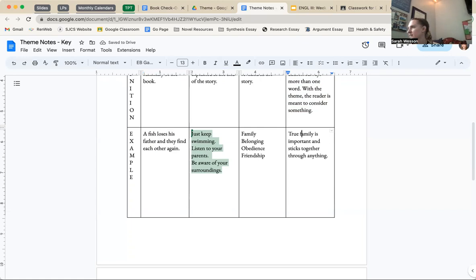Okay. Now we're gonna go over some topics that are found in Finding Nemo. So there's several, you're not limited to this list, but I listed 4. You've got family, you've got belonging, you've got obedience, and you've got friendship. All 4 of those topics show up in the story in some way.